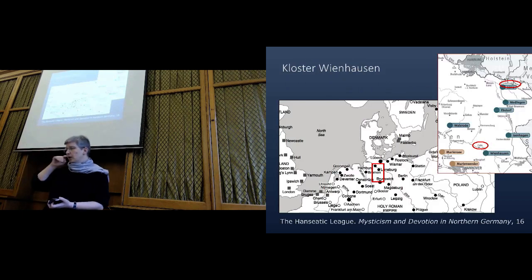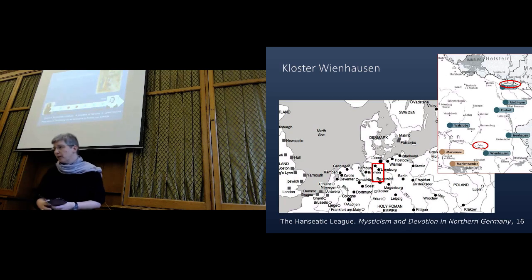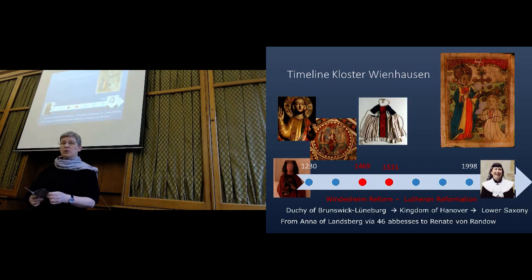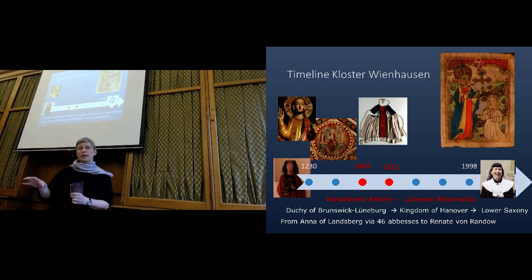So Wienhausen is, as I said, in the northern German area, Low German speaking, a very rich abbey because it was financed by the salt trade of Lüneburg. And it was a royal foundation, Anna of Landsberg, the daughter-in-law of Henry the Lion, founded it in 1230. And in 1230, she already gave the figure of the risen Christ to stand on the nuns' choir constantly in view of the nuns, containing in its side the ampulla with the holy blood.